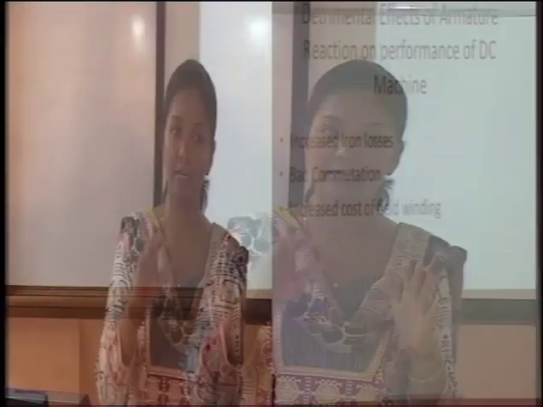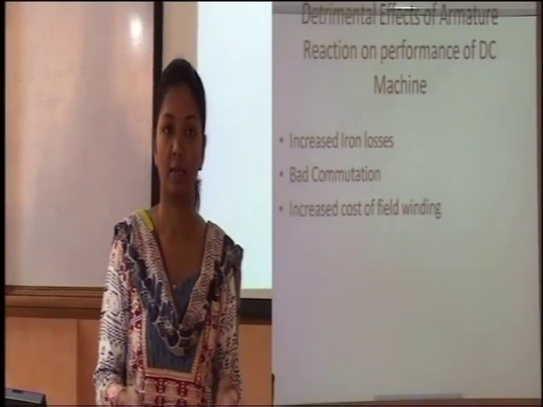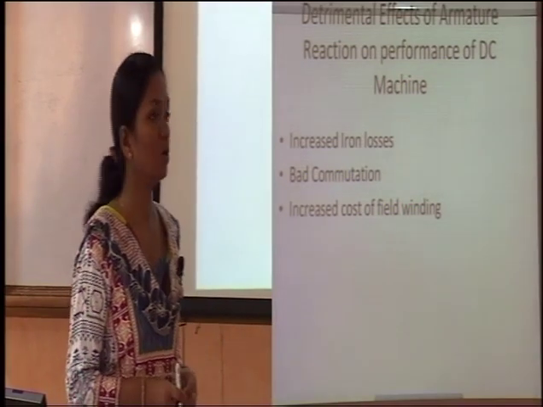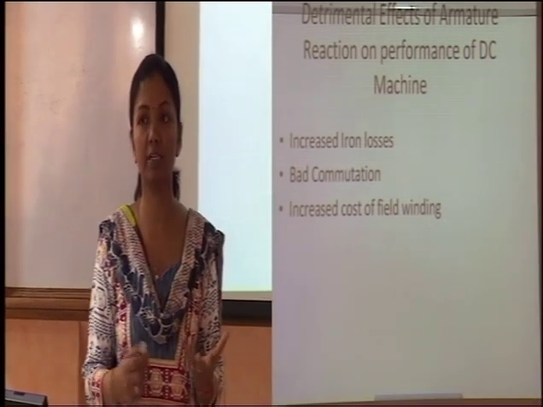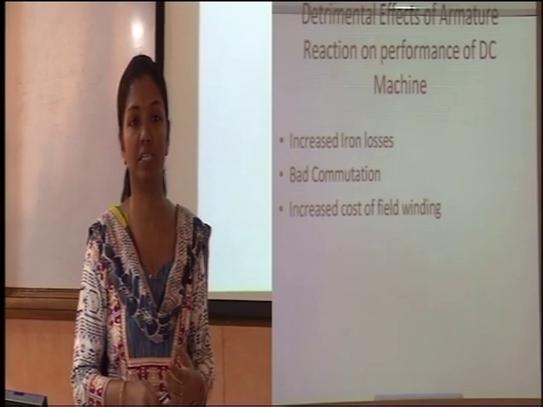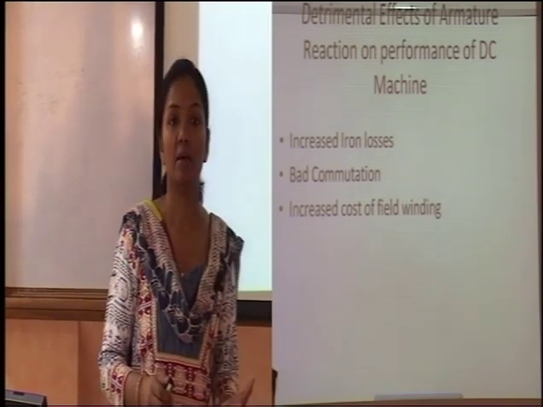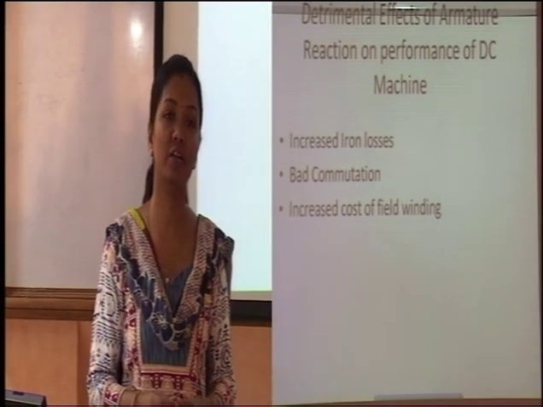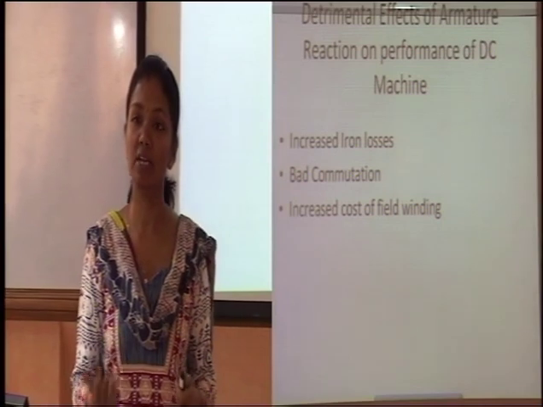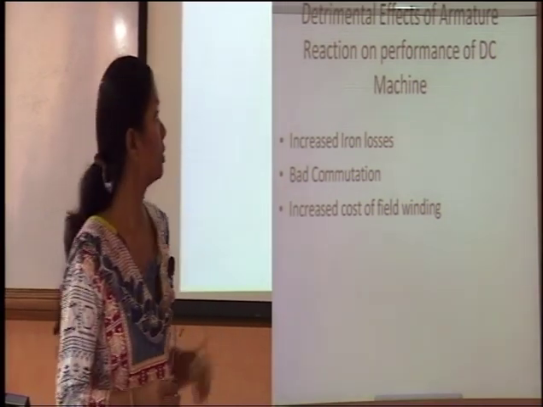Third is the increased cost of field winding. As I told, the armature reaction decreases the amount of flux in the DC machine because of its demagnetizing effect. Now, to maintain the same flux under armature reaction, either we need to provide more turns on the field winding or we need to provide more current in the field winding. On either part, they will increase the overall cost of the machine. So, the third effect is the increased cost of field winding or the increased cost of field current.